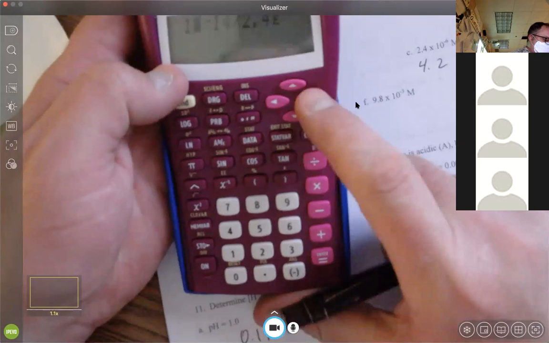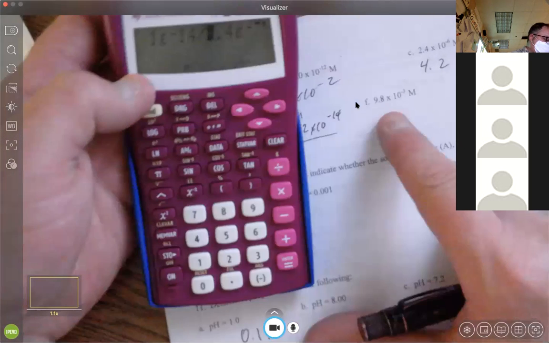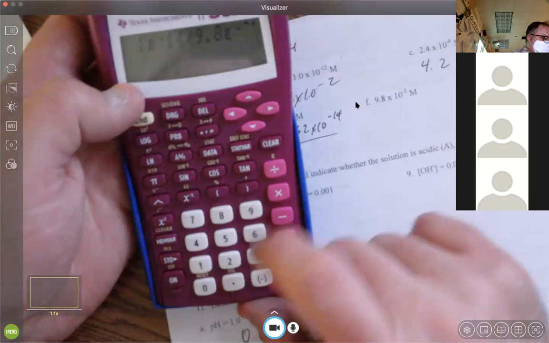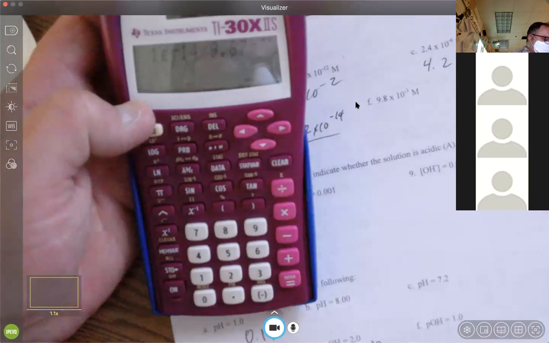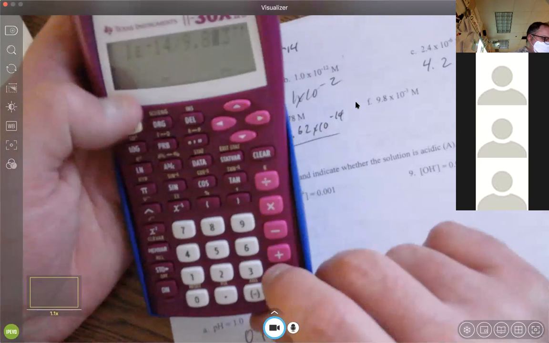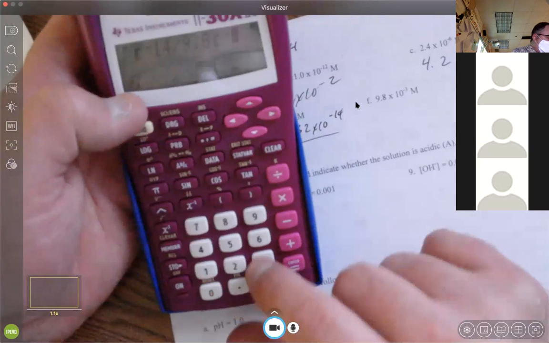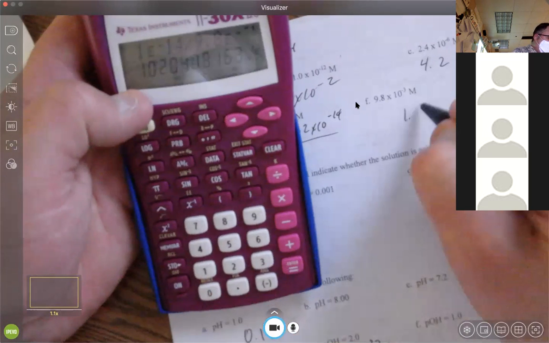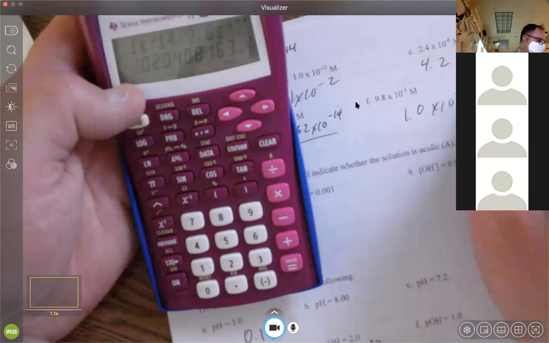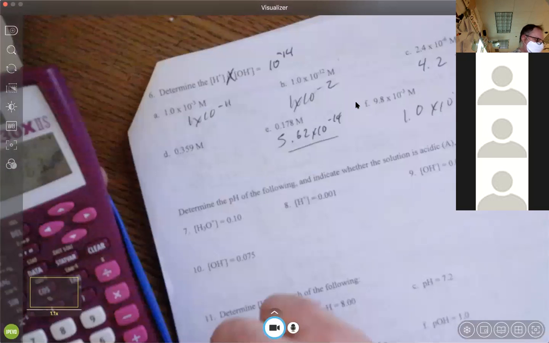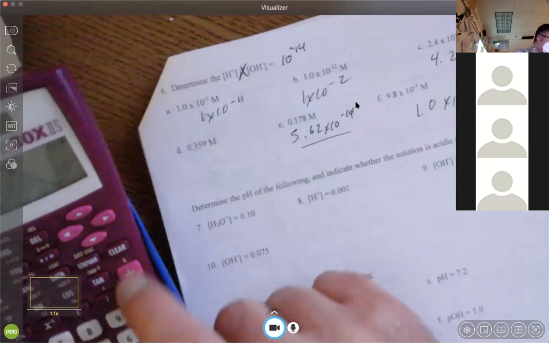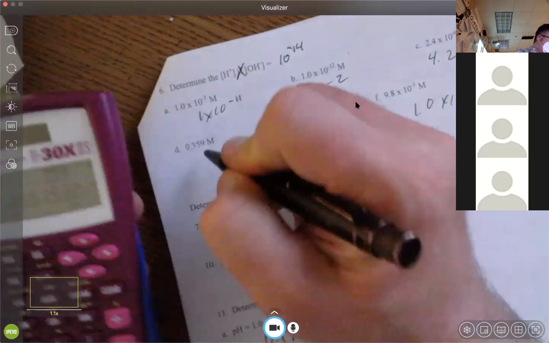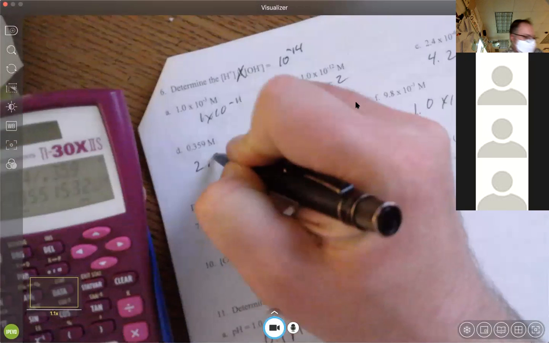Here, same thing, 9.8. Now, I know this seems repetitive, but we do need to put these in the calculator a few times so that we get this down. Otherwise, you're not going to have it down during the test time. We get 1.0 times 10 to the negative 12, divided by 0.359. 2.8 times 10 to the negative 14. That's it.